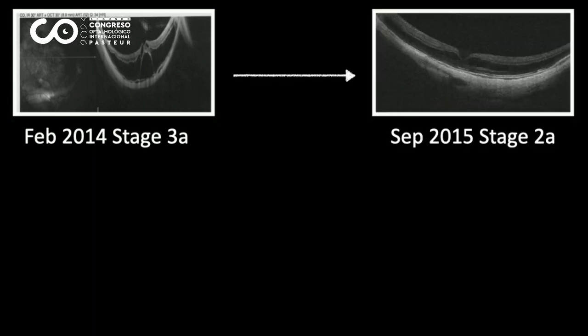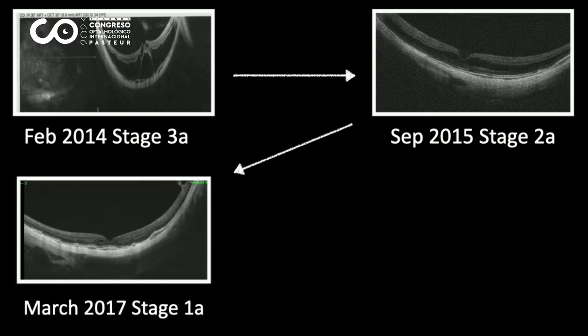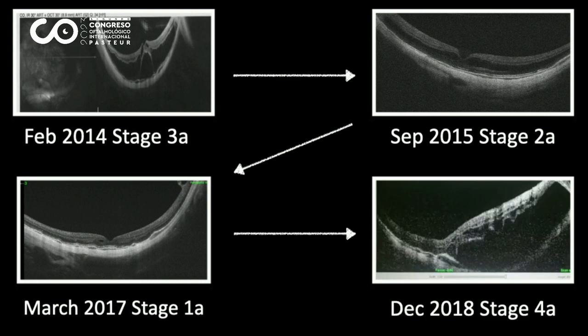Yes, MTM, it might happen. This is an example of a patient in stage 3A in 2014. She improves spontaneously to stage 2A one year later, and then to stage 1A three years later, but then if you wait long enough, usually the disease relapses and starts to progress again.